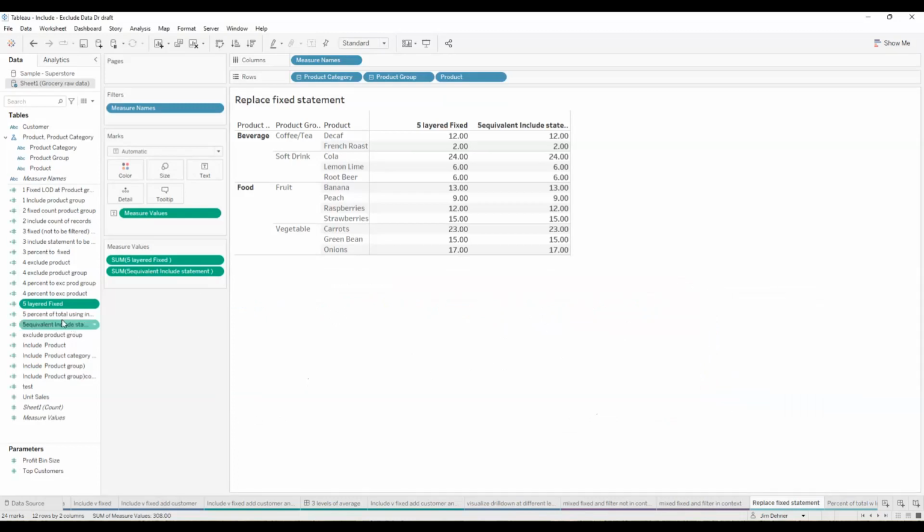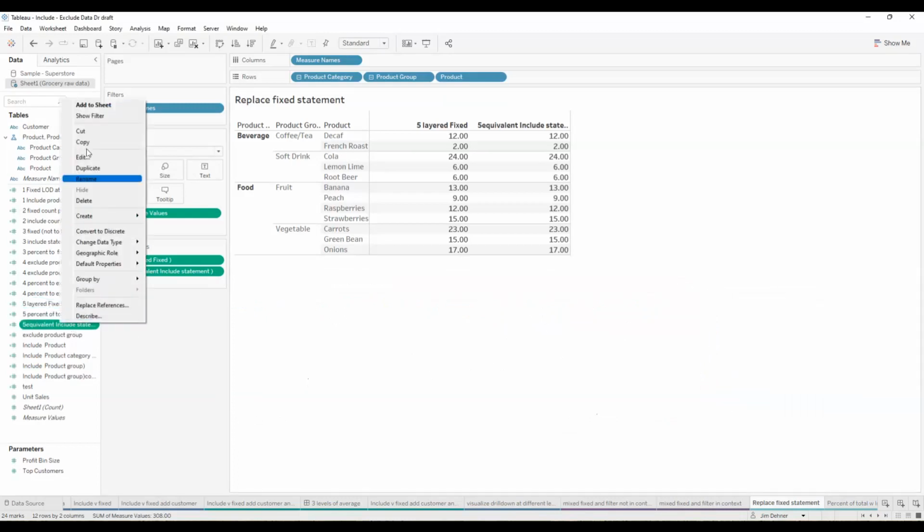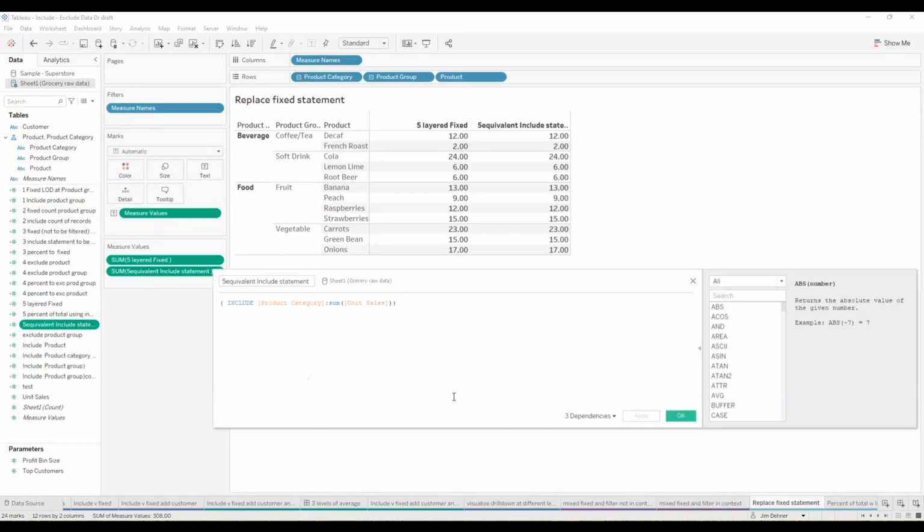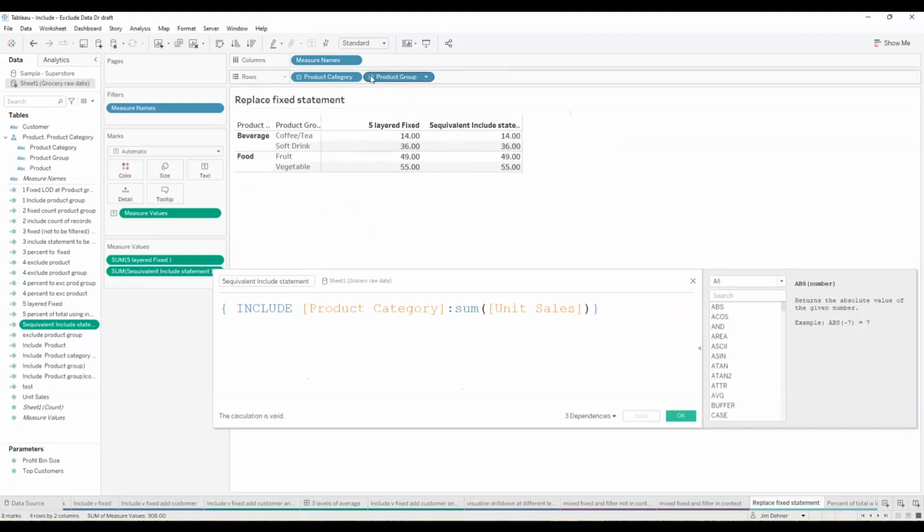Now, this statement, which is the include statement, will return the same values. It's going to return the same values as our fixed LOD. And we can look at different levels. You can see these values are always the same.